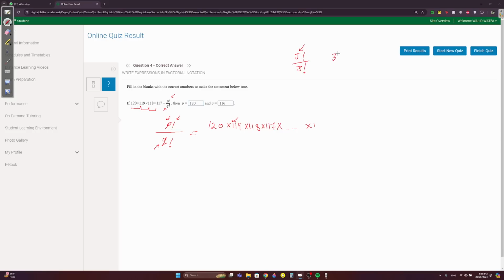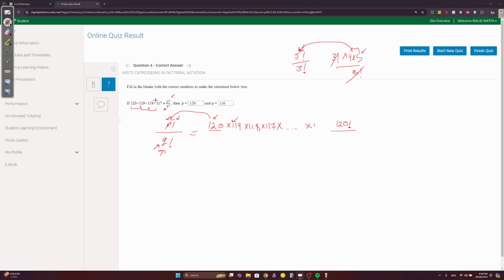So 5 factorial turns into 3 factorial, then what comes after 3? 4 times 5, over 3 factorial. You cancel and you get 4 times 5. Isn't the biggest number here the same as the one under the factorial? Yes, of course. So my biggest number here, 120, is the same as this factorial. So p was 120 factorial. We just need to find the q. What was the q? Very easy.